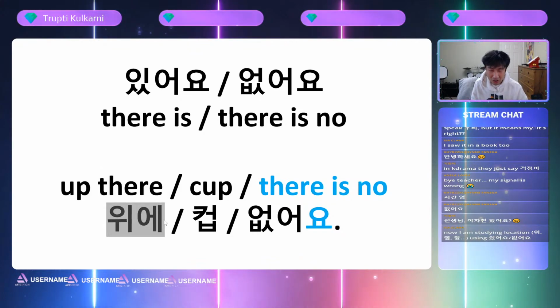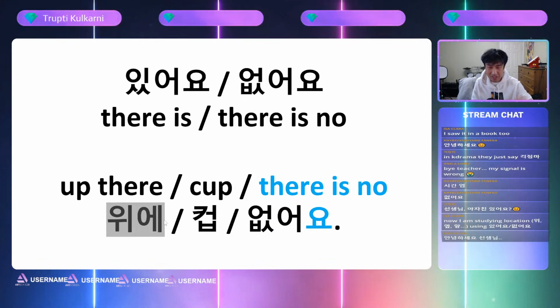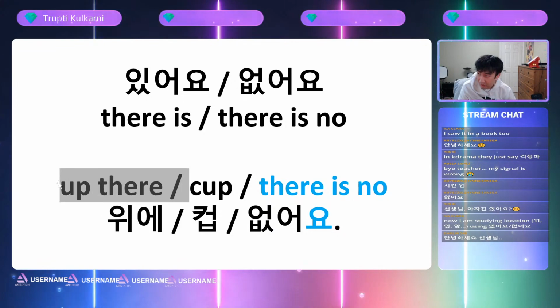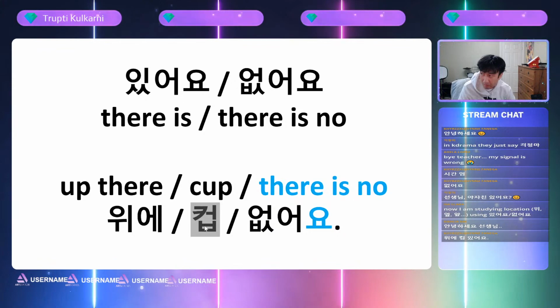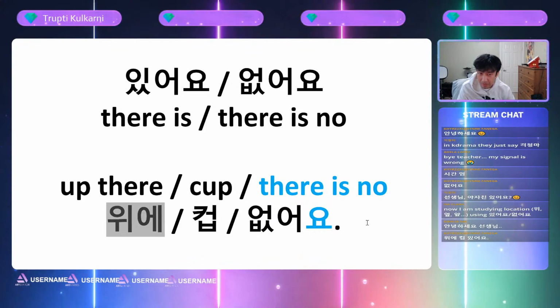So 위에 is kind of like on top of something. It's either on there or floating on top of there. I think in English we would translate it as up there, right? So it'd be like, there's no cup up there. 위에 컵 없어요. But actually, the location of this doesn't matter. It can be flipped. You can say cup first, 컵 위에 없어요. Korean word order is pretty flexible, but it can't go behind 없어요. As long as it's not behind this period right here, it can swap places. You can say 위에 컵 없어요, or 컵 위에 없어요.